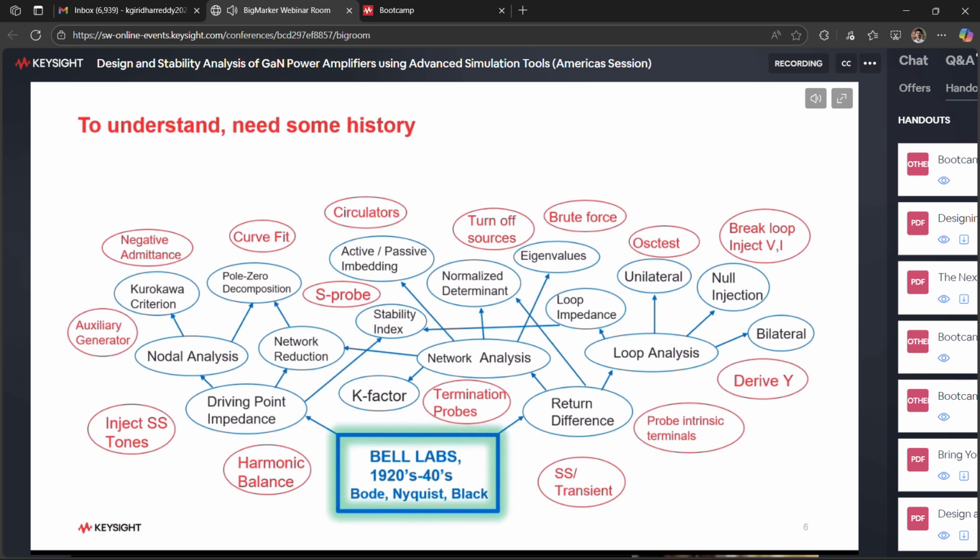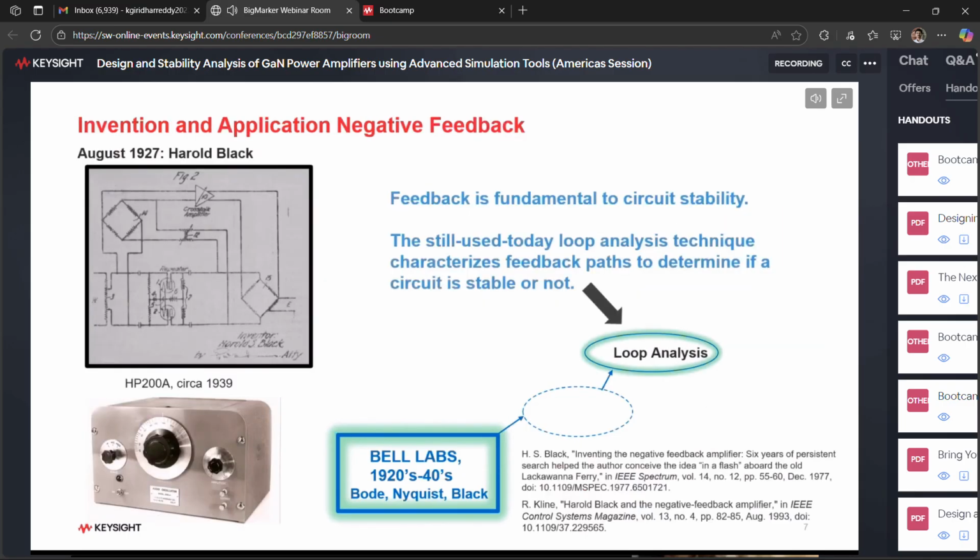And so to understand that, we have to really go back to the beginning, which was at Bell Labs. A lot of the work that we're going to apply to the stability process now was actually done in the 1920s to 1940s by three key engineers whose names you probably already know if you're working in this field. Let's go back almost 100 years to August 1927 and talk about Harold Black's invention and application of negative feedback. This is actually the drawing that he had. He drew this on a napkin while he was on a boat. He kind of had this epiphany about feedback in circuits.